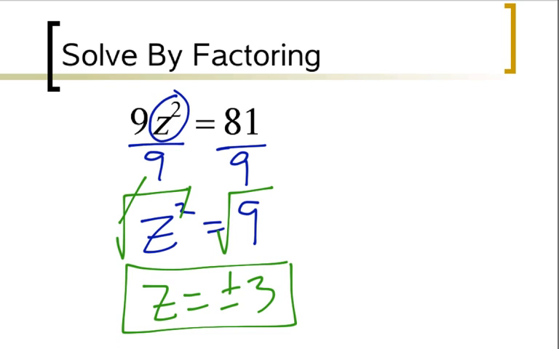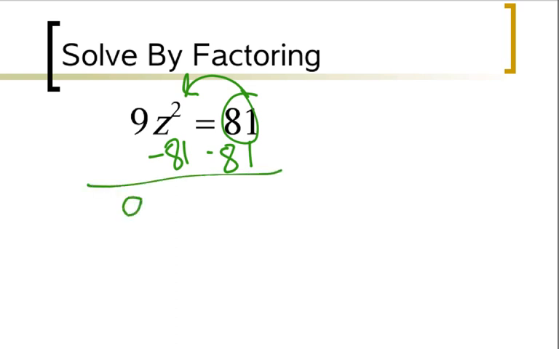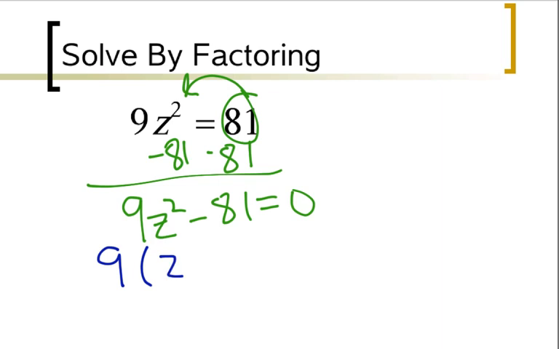To do the zero product property way, this equation needs to be equal to 0. So I need to take my 81 and move it to the other side by subtracting it. And we get 9z squared minus 81 equals 0. Now this looks like the last problem where I have to factor. There are two ways to factor. It is a difference of squares, but I should also work on pulling out a GCF. So the GCF is 9, and then I'm left with z squared minus 9 equals 0.